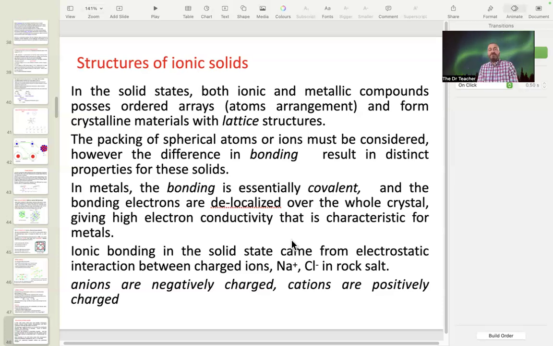So ionic bonding in the solid state comes from the electrostatic interaction between the charged ions. So differently will happen with the ionic bonding. In ionic bonding, we have losing charge, we have gaining charge. So there will be positive and there will be negative. So here, positive and negative will form ionic bonds.